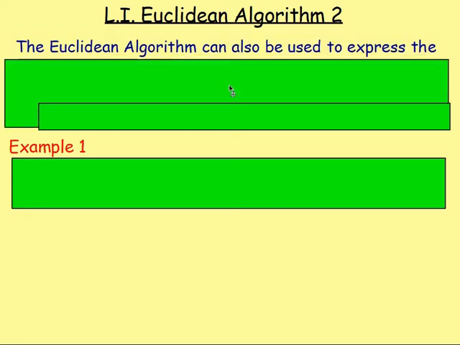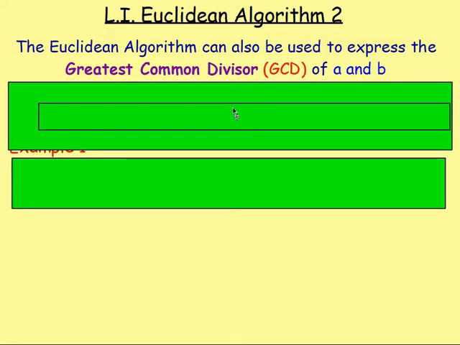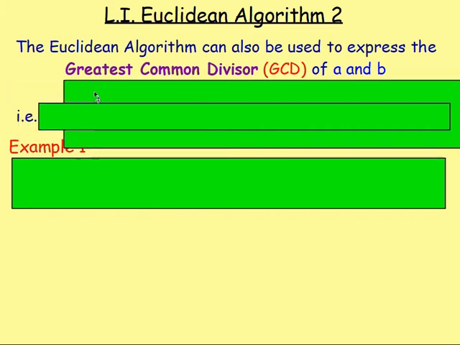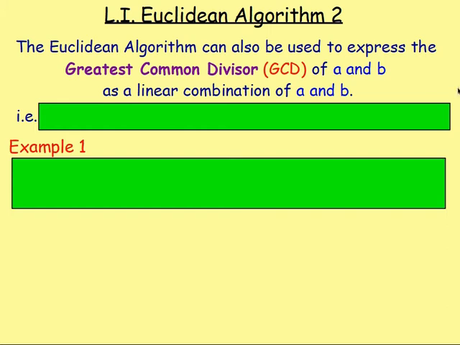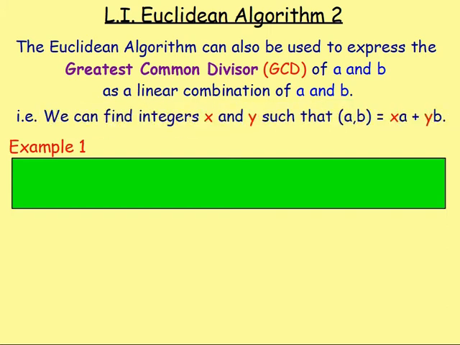What we can also do, though, is we can express this greatest common divisor of the two integers, let's call them A and B, as a linear combination of A and B. What that means is we can take that greatest common divisor of A and B and we can write it as something times A plus something times B. And we will do that through 3 examples.